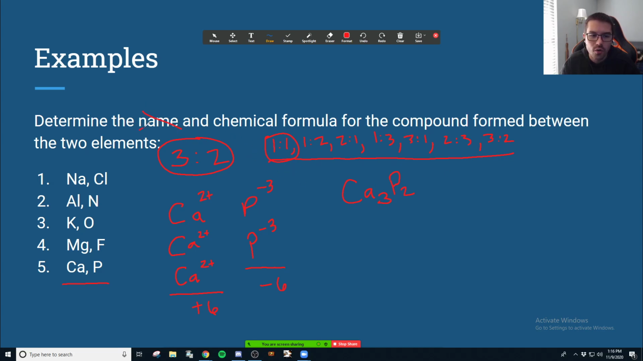And I tell you what, we're not even going to worry about the names for today. Let's just focus on the chemical formulas, and that's going to be what your entire assignment is about in Canvas, just coming up with these chemical formulas.